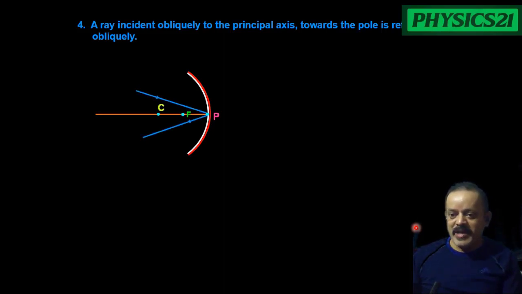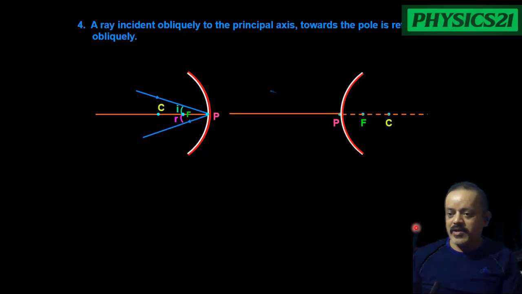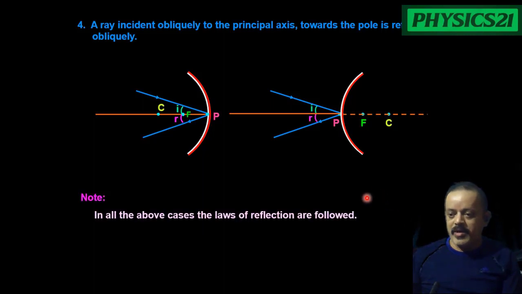Now, the fourth and last rule for image formation. A ray incident at the pole, making some angle with the principal axis, is reflected back at the same angle with the principal axis. It is also the same in a convex mirror. So these are four rules. Out of these four rules, to get the image, we consider a minimum of two rays. Remember, in all the cases, the laws of reflection of light are applicable.